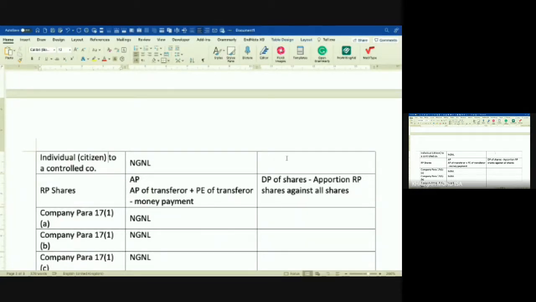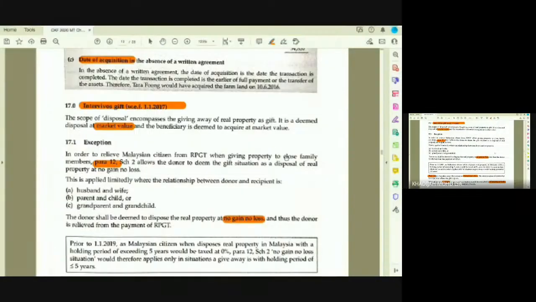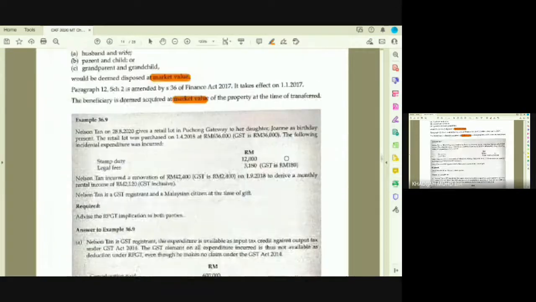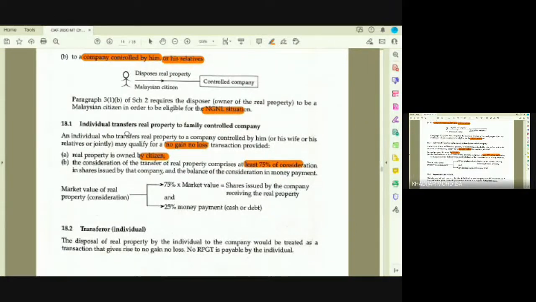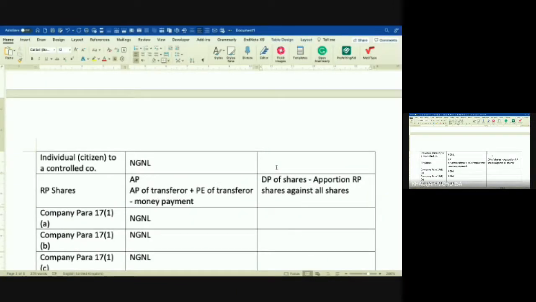But the rule is that you must transfer property where you have fulfilled this. You must be an individual transferring property to a family controlled company. It's a no gain, no loss, provided that you must be a citizen and the consideration is at least 75% in shares. So you must have this fulfilled. Number one, you must be a citizen, and number two, you must have at least 75% consideration in shares.